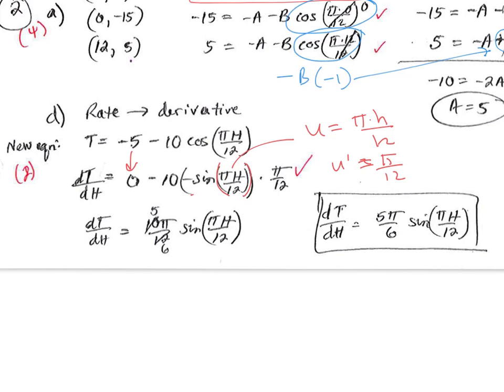pi over 12, and then I'm taking the derivative with respect to h, so I don't have to multiply by dh, because that would just be 1. So, sorry, that's a little sloppy there. Let's see if I can fix that. So pi times h divided by 12, and then u prime we said was just pi over 12.